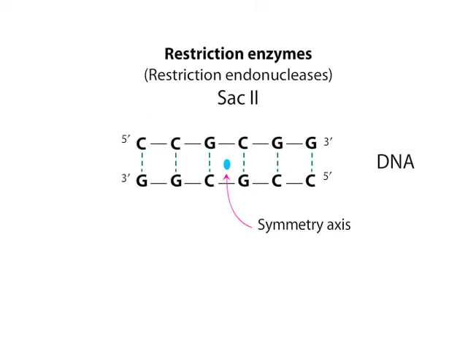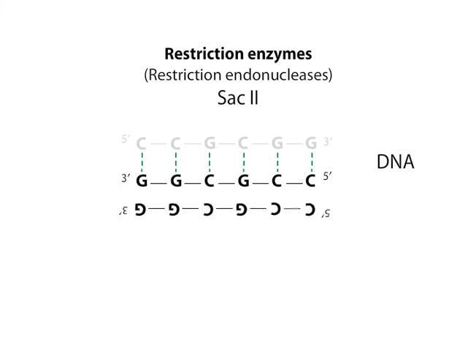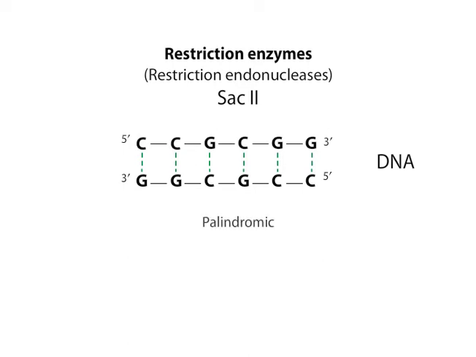That is, the top sequence and bottom sequence match if both are read in the 5' to 3' direction. In other words, the recognition site is palindromic because it reads the same from left to right as it does from right to left.